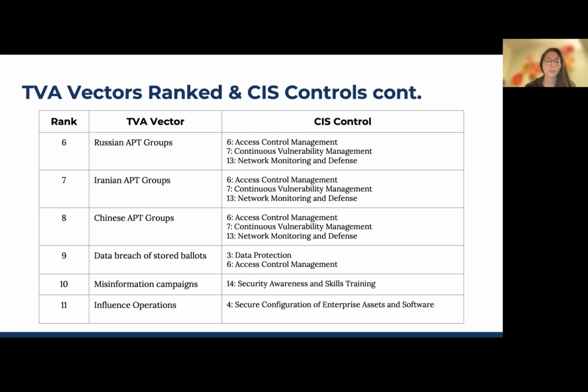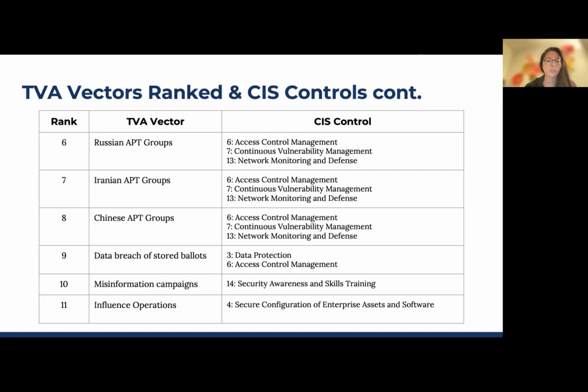The next vulnerability vector is the data storage of ballots. There can be a high risk reduction with Control 3, data protection, and again, Control 6, access control management. Data encryption and protection, as well as maintenance of proper retention and deletion practices, will ensure the integrity of the data and therefore the results of the election. Preventing unauthorized access to the data will prevent manipulation of information, which further protects the integrity of the results.